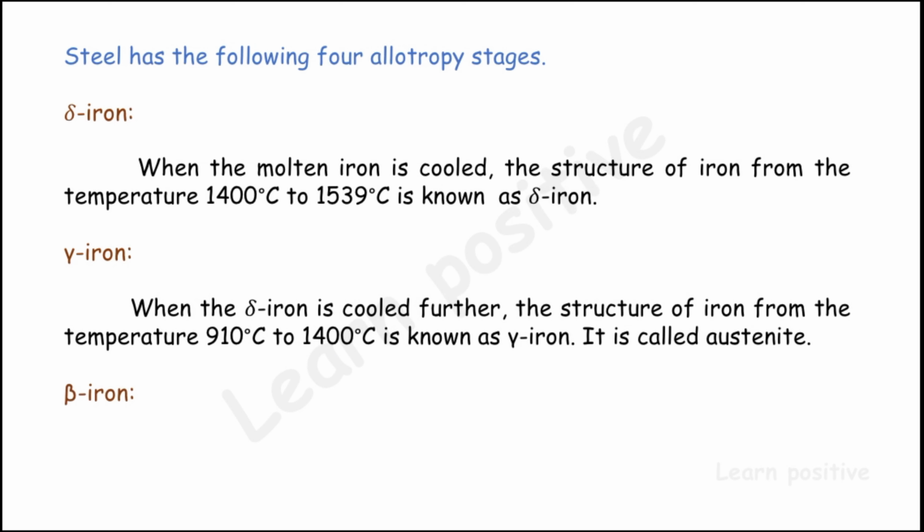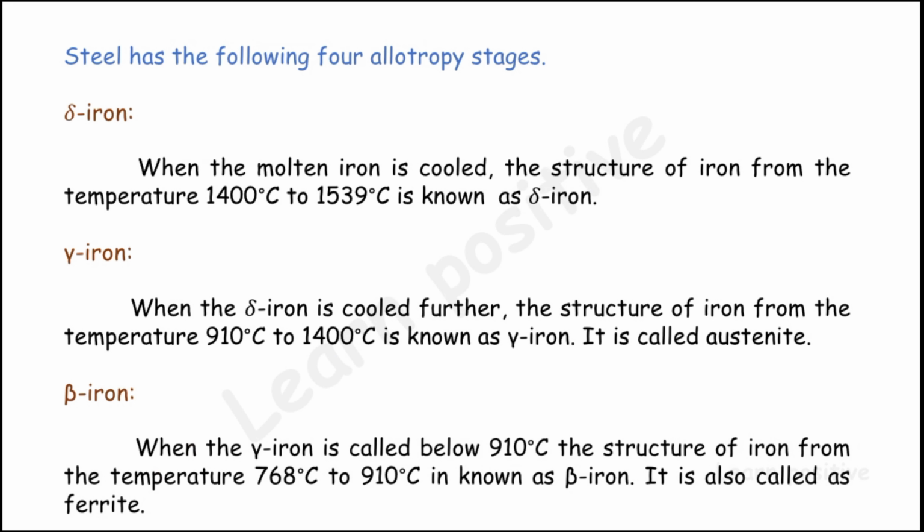Next, beta iron. To get beta iron, we cool the iron to less than 910 degrees Celsius. The structure is formed by maintaining the temperature between 768 degrees Celsius and 910 degrees Celsius. We get beta iron, which is also called the ferrite structure.